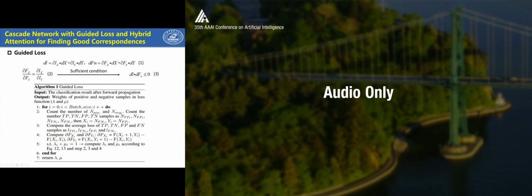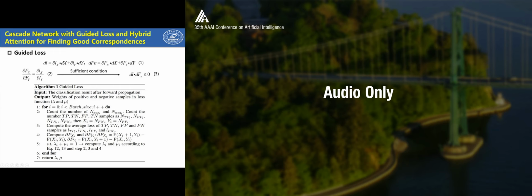Thus, we design an algorithm called the guided loss. The main idea of guided loss is to keep equation 2 holding during training, so that a drop in the loss function will lead to an increase of FM. Thus, the network is trained in the direction of maximizing FM.